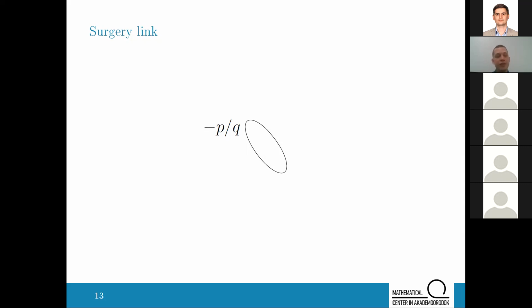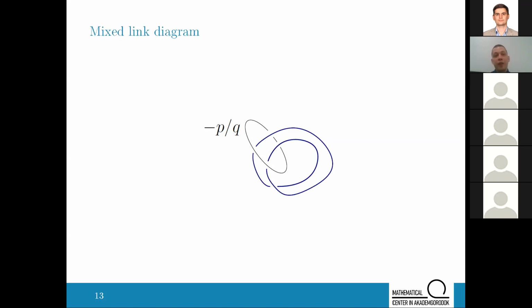Of course, there are several types of diagrams for links in lens spaces, and one of them uses this surgery. Again, a lens space is obtained from the three-sphere by rational p over q surgery along an unknot. It's depicted here: the unknot, and the rational p over q surgery. So now on this slide the lens space is depicted diagrammatically. How to depict a link diagram here? We just need to add a diagram. That's all. This way of depicting a diagram for a link in a lens space is called a mixed link diagram. So we have exactly a diagram and a surgery link.